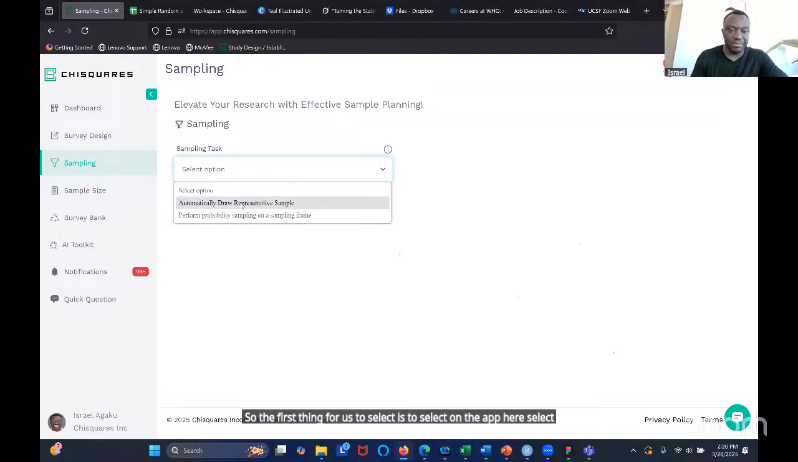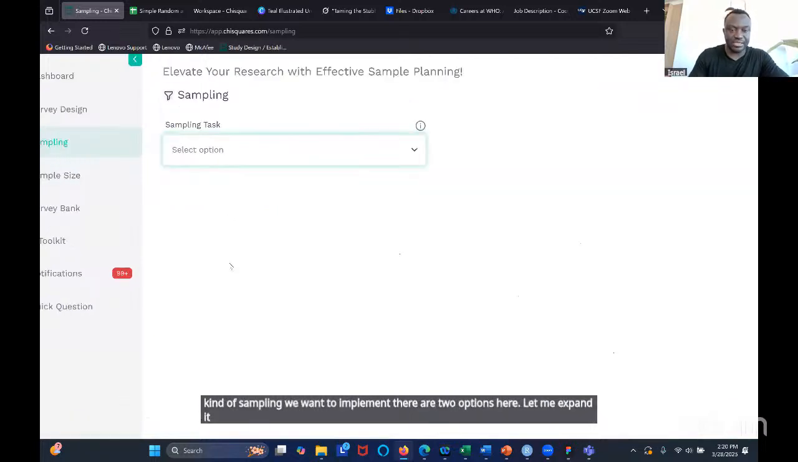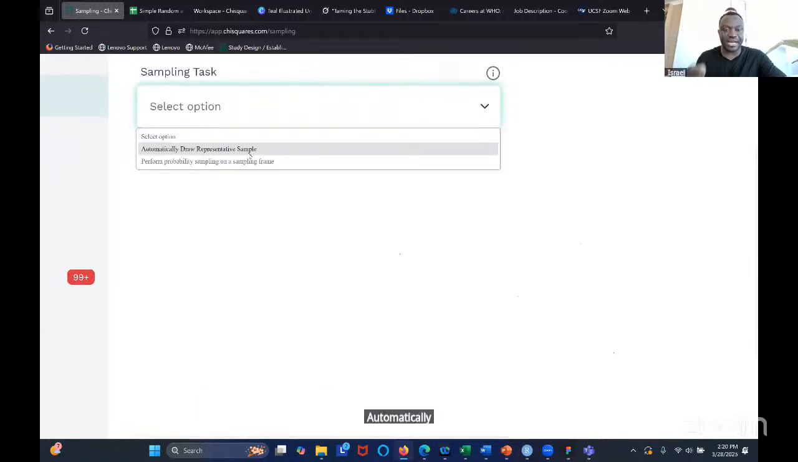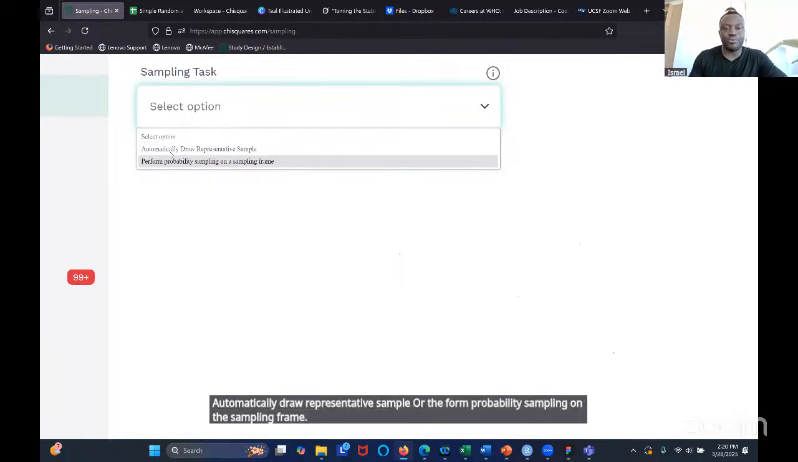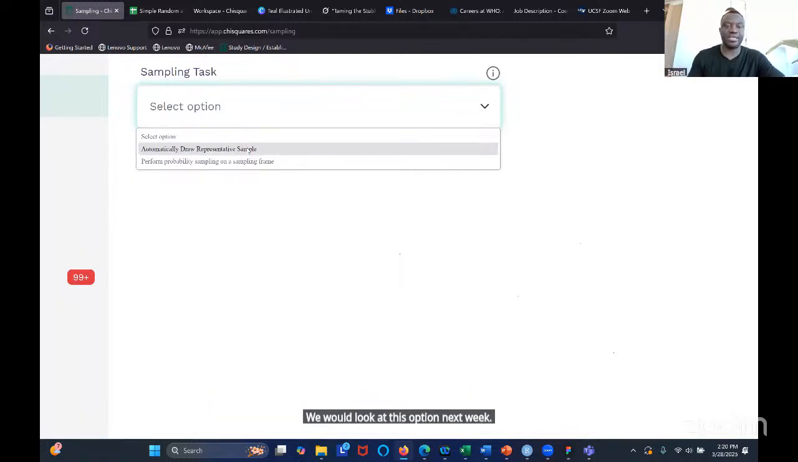So the first thing for us to do is, on the app here, to select the kind of sampling we want to implement. There are 2 options here. Let me expand it and enlarge this a bit so it's clear. Automatically draw representative sample, or perform probability sampling on a sampling frame. We would look at this option next week and the 3rd week.